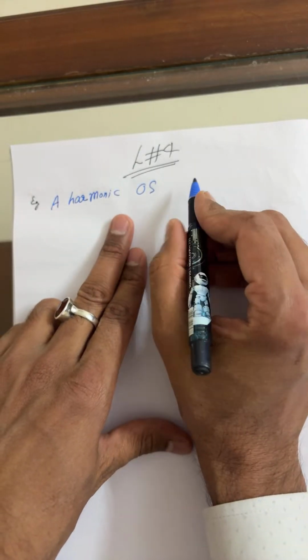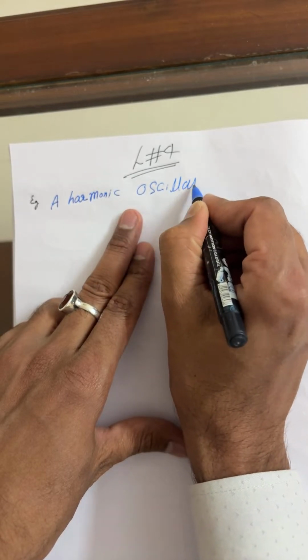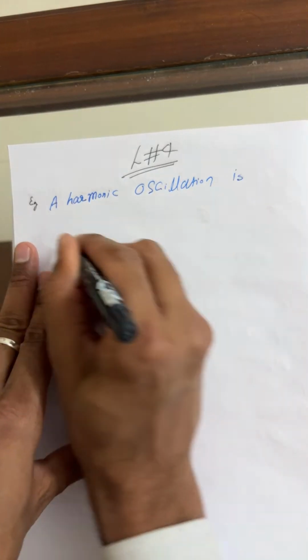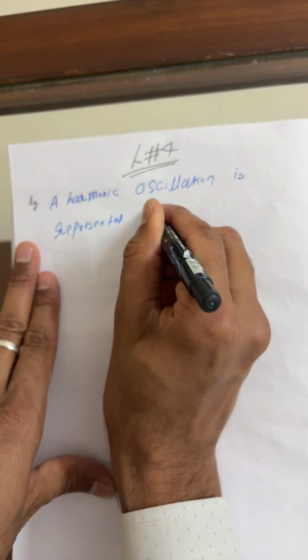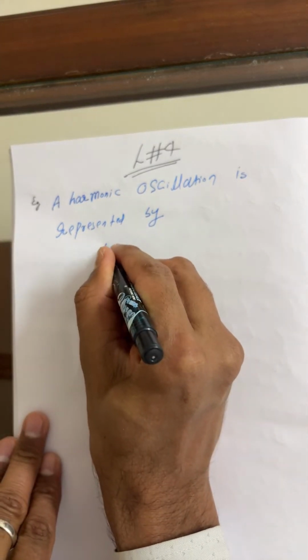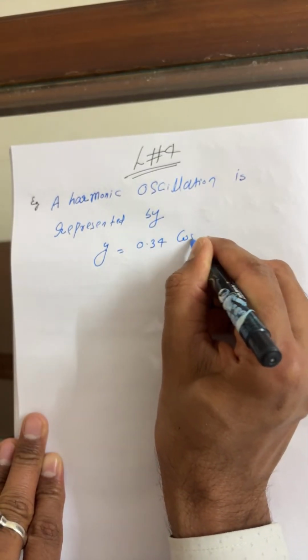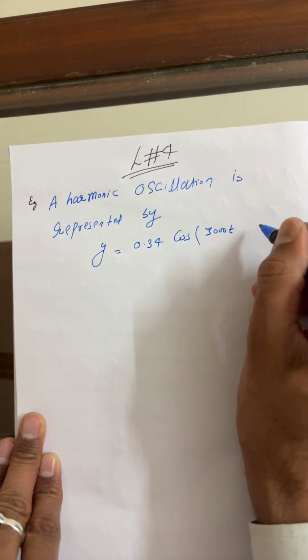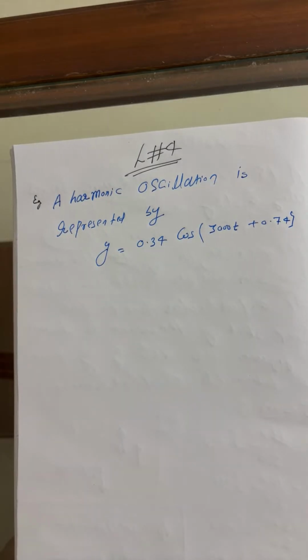A harmonic oscillation is represented by y equals 0.34 cos of 3000 t plus 0.74.